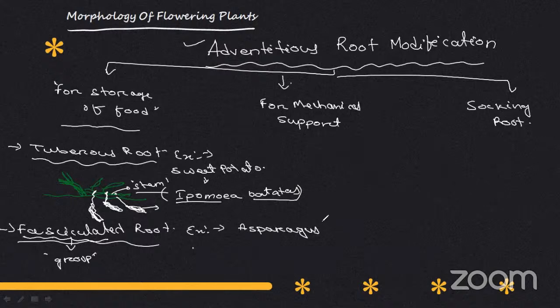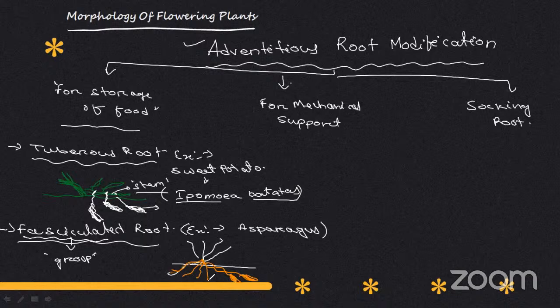In case of your asparagus, in Odia, that is called your Shatavari. Suppose this is the asparagus plant. This is the shoot system. Some of the roots develop from the lowermost node of the stem, forming a cluster of roots, and those roots are modified into small structures occurring in a cluster. So this is called your fasciculated root. Here the roots develop from the base of the stem and grow in a cluster.